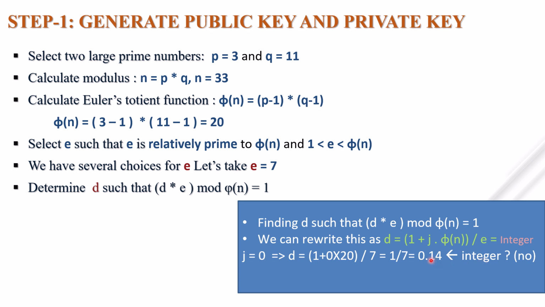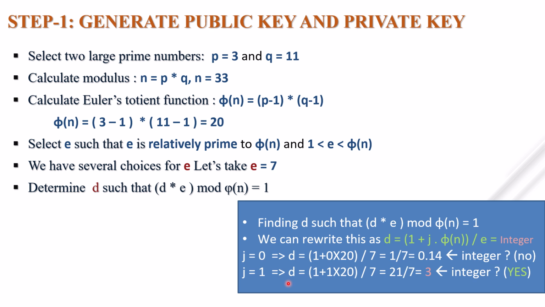Okay. Now we increment J equal to 1. If J is equal to 1, then what is the value of D? D is equal to (1 plus 1 into 20) divided by 7. So 20 plus 1 is 21. 21 divided by 7 is 3. So this is an integer, not a decimal or fractional value. Okay, it's an integer. So this is the value of D. I think now you have understood the problem. You may ask, sir, until when should J go? Until you get an integer value, you have to keep incrementing J. You have to calculate, and if you get the integer value, then that is the value of D.